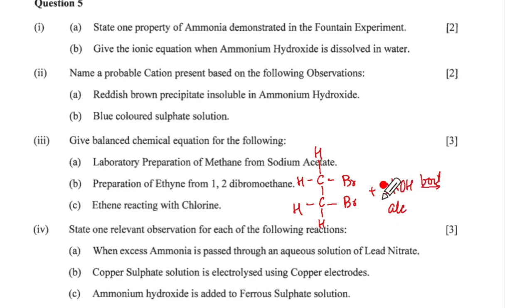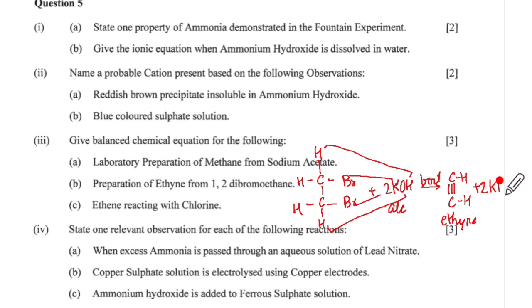Now when we boil this, we will have 1 KBr and 1 KBr. So that will be 2 KBr and then 1 H and this OH like so. So we will have here C triple bond C will be formed. So C triple bond C with H, this is your ethyne. I'm writing here ethyne. Plus we will have 2 KBr and plus we will have 2 water molecules. So this is the reaction for preparation of ethyne from this 1,2-dibromoethane.